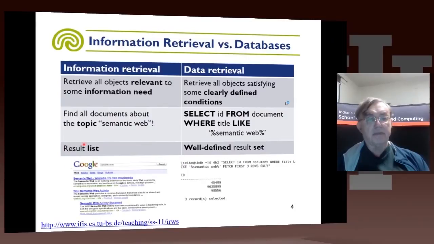So here this points out the difference in information retrieval, which focuses on relevance, slightly fuzzy, and databases where you have very clear SQL commands. And if you search for semantic web, it will demand that you see the phrase semantic web in any document that's returned. Whereas the goal of information retrieval is to find all documents about the topic semantic web. And in principle, you do not even have to have the term semantic web in the result of what you get.